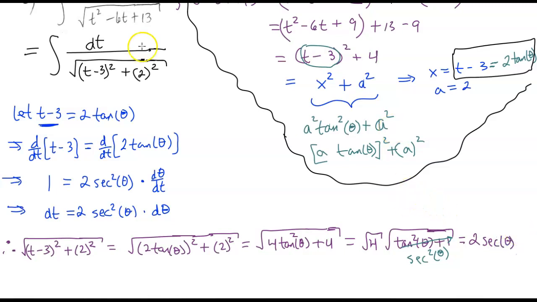Okay. So this whole entire denominator that we see here is just going to be 2 secant theta. Our numerator is going to be 2 secant squared theta d theta. Okay. So we'll go ahead and put all that in now. So here, all of this is going to be 2 secant squared theta d theta. And all of this is just going to be 2 secant theta.